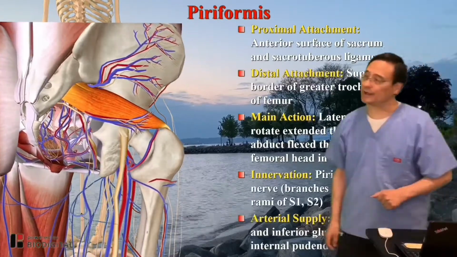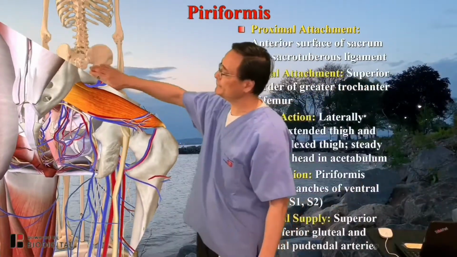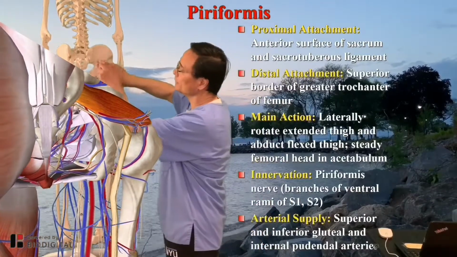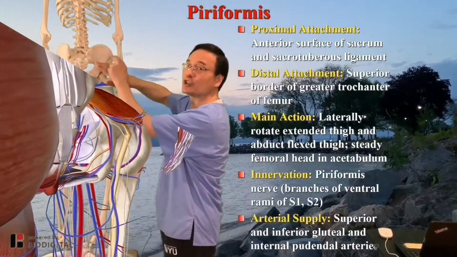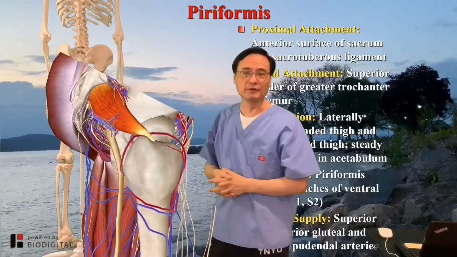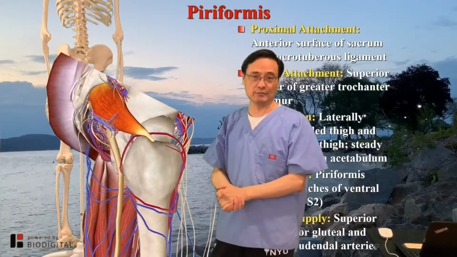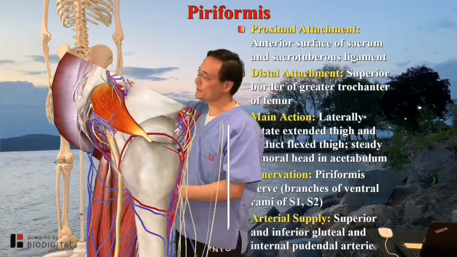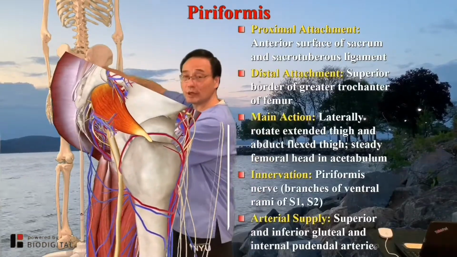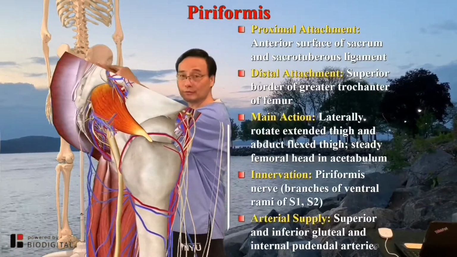Now, as I mentioned, anything from the piriformis, okay, superior to the piriformis will be what? Superior gluteal something. Inferior to the piriformis will be inferior gluteal something. Okay, superior gluteal nerve, inferior gluteal nerve. Basically, the name tells you they are inferior to the piriformis or superior to the piriformis.